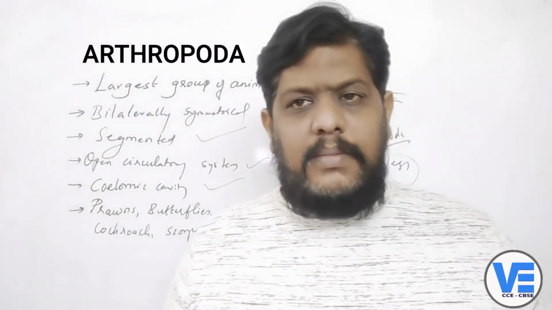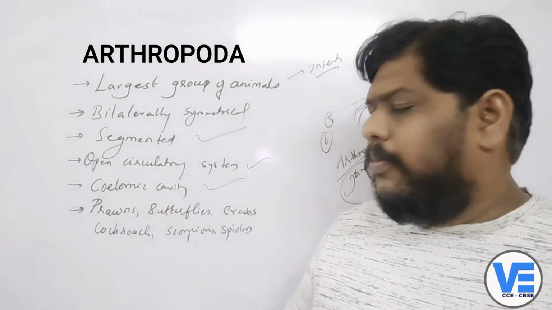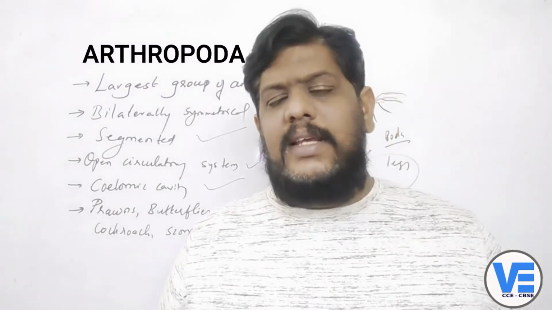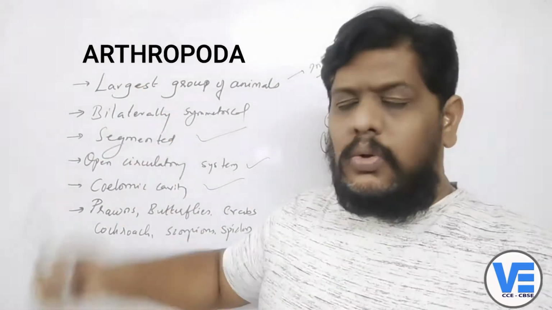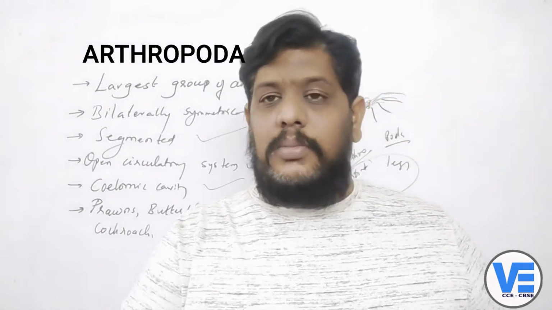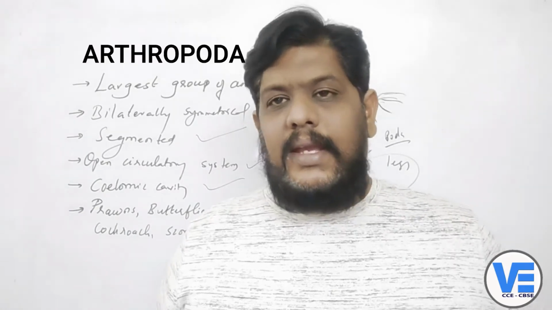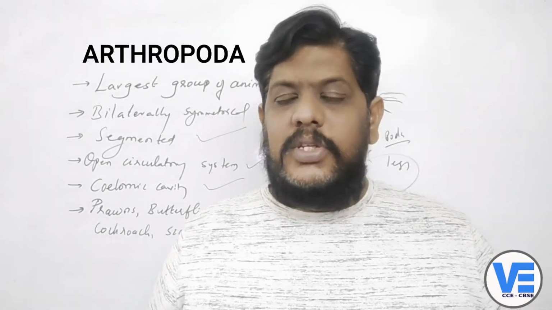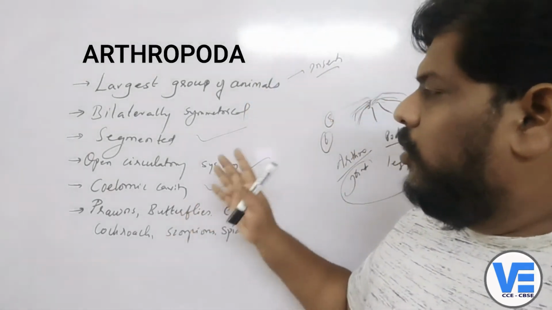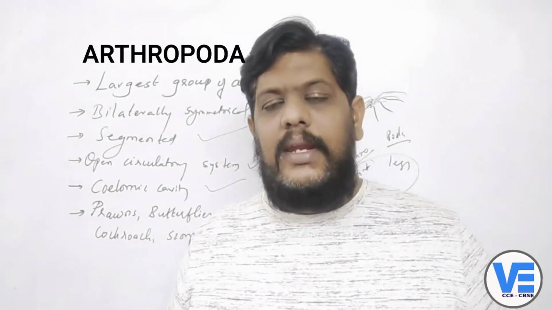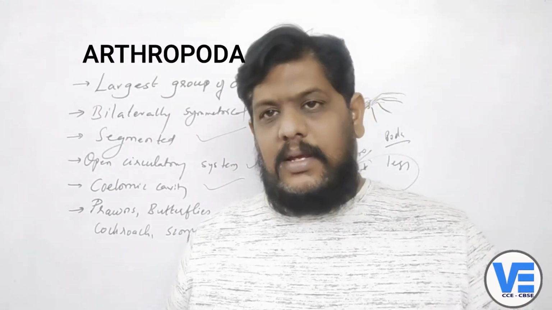And the best examples you can take are the prawns, butterflies, crabs, cockroaches and scorpions and spiders. All these are the examples where you can take them into the Arthropoda. And the last point is, Arthropoda means arthro is joint, poda is legs. So combinedly we call it joint legs. Okay, children, so by this we come to the end of the Arthropoda. Now we'll get into the next phylum, which is called Mollusca.